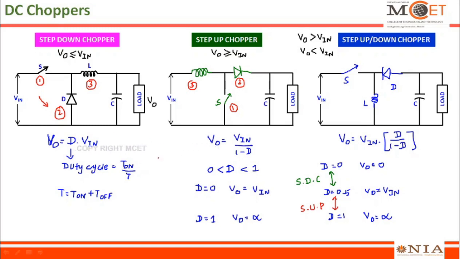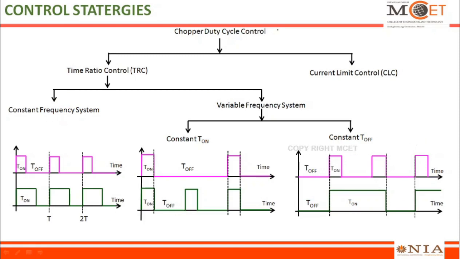So if you look at these three expressions, that is V out equal to D into V in, V out equal to V in divided by 1 minus D, and V out equal to V in into D by 1 minus D, all these three expressions are very, very important. Anyhow, we will try to derive all these expressions and the elemental operation of all these circuits in detail in the next videos. But before going to those operations very clearly, let us try to understand how to control this duty cycle D, which is very, very important to vary the output voltage. So control strategies of a chopper.